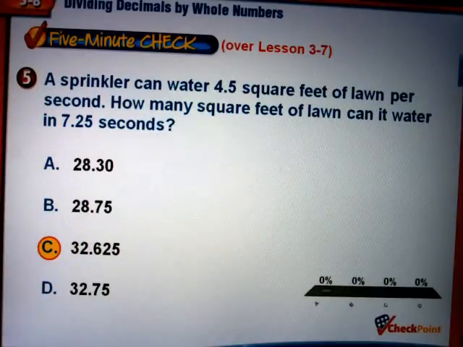C. And a great way to look at this is that you've got 3 decimal places in what you're multiplying, so chances are your answer is going to have 3 decimal places.